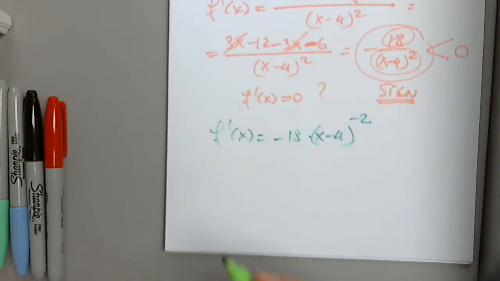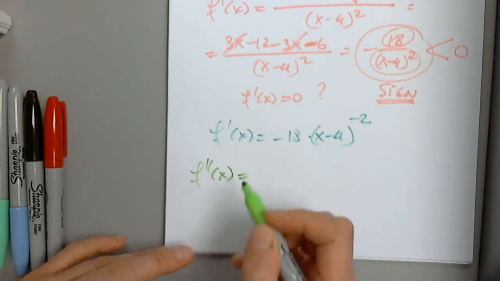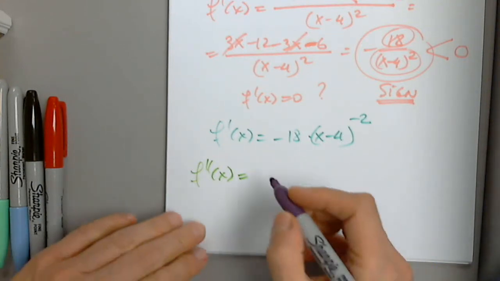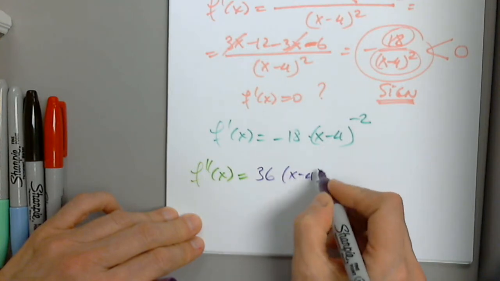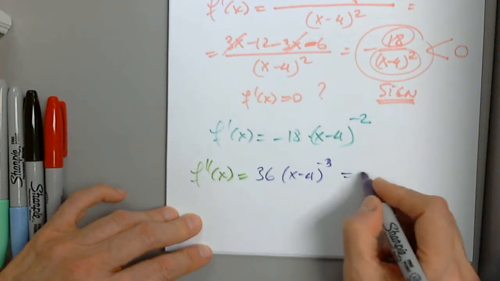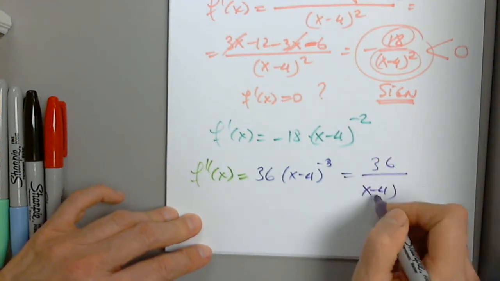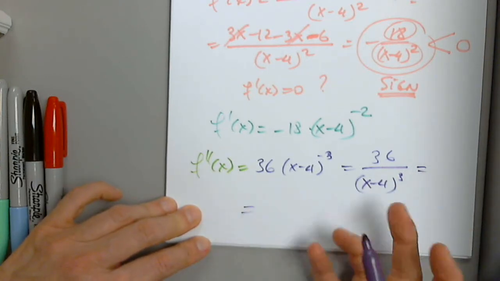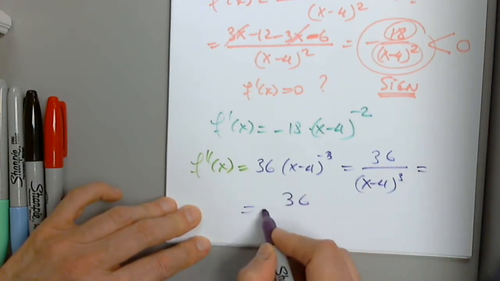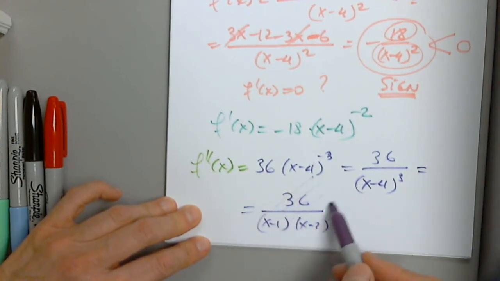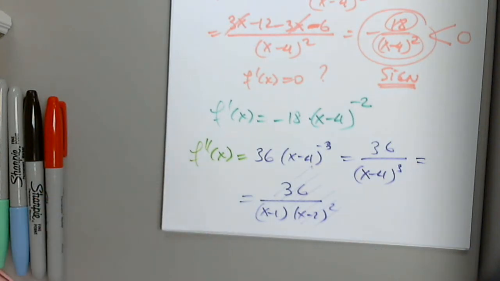Let me know when you have the second derivative. So 36 and x minus 4 to the negative 3, and times the inner function prime, which is 1. So this is 36 over x minus 4 to the third. Do not draw conclusions here about the sign. It's never 0, obviously, but please separate it like this. So you don't have to plug in this piece, because this is always positive.